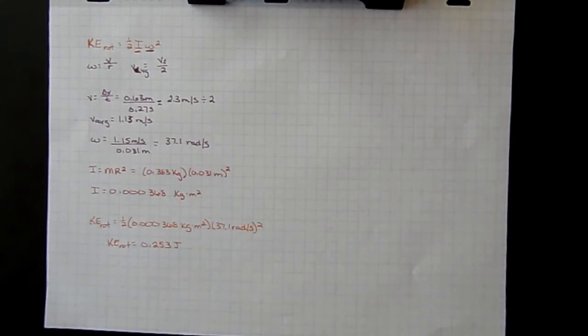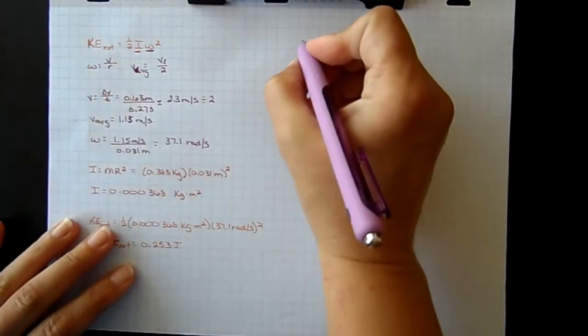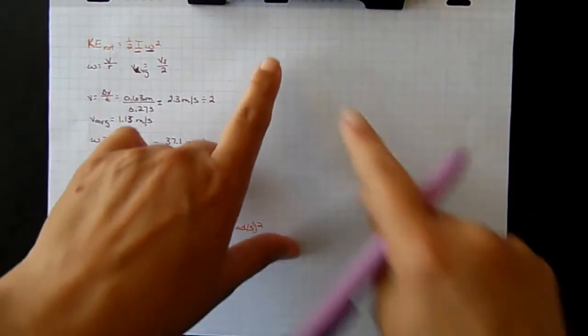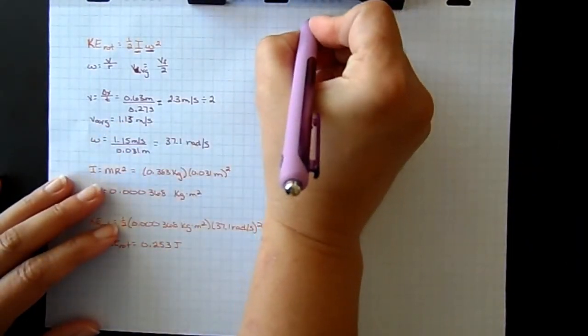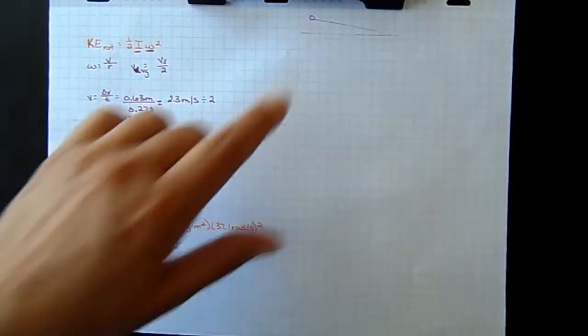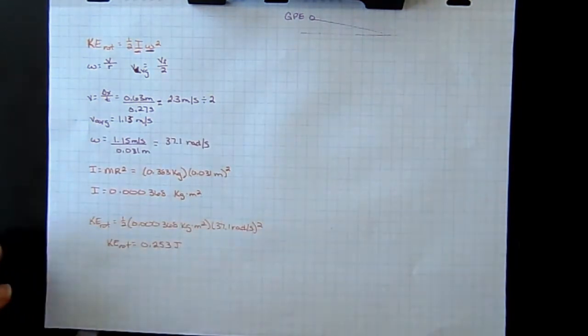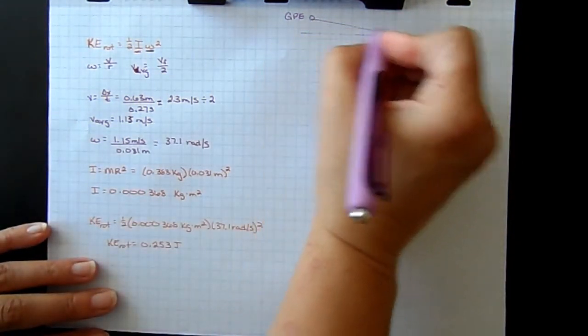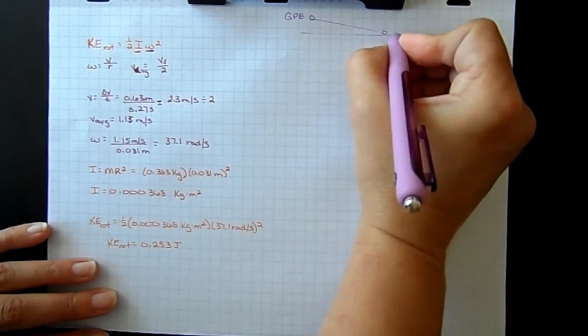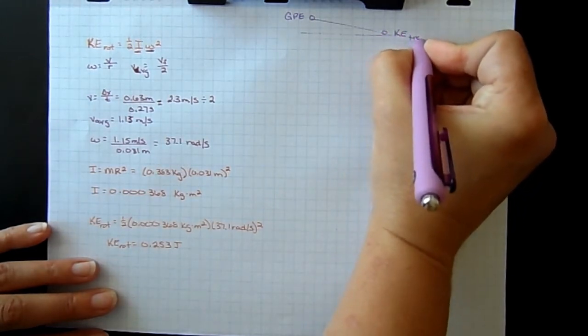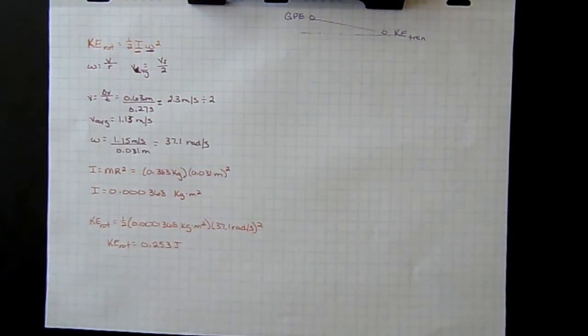So now we're going to see how that compares to the amount of energy difference between our gravitational potential energy and our translational kinetic energy from our calculations. All right, so at the top of our ramp, let's draw a little ramp here. At the top of our ramp, we have a certain amount of gravitational potential energy. And then as we go down, we gain in our velocity. So down here, we have a certain amount of translational kinetic energy based on our velocity.